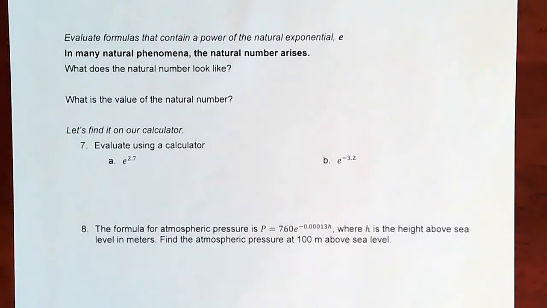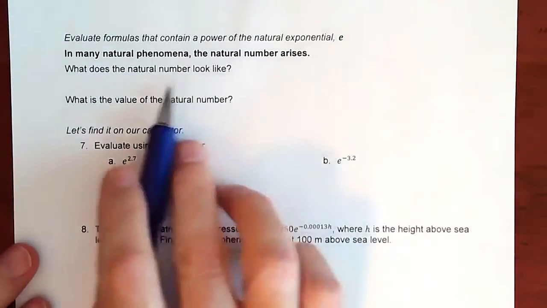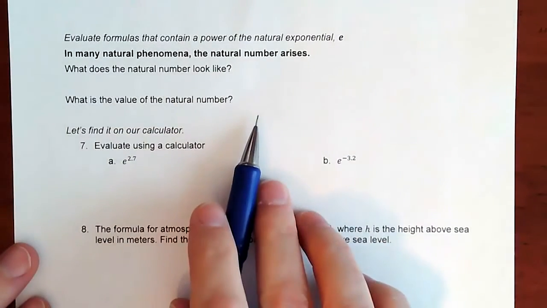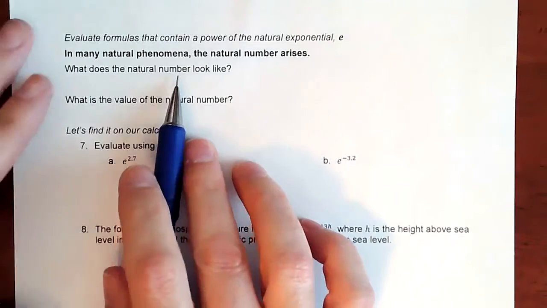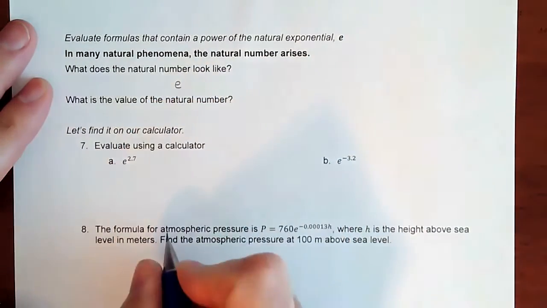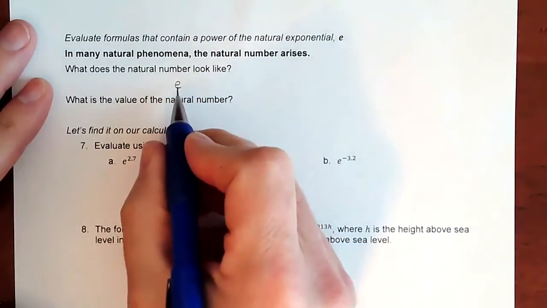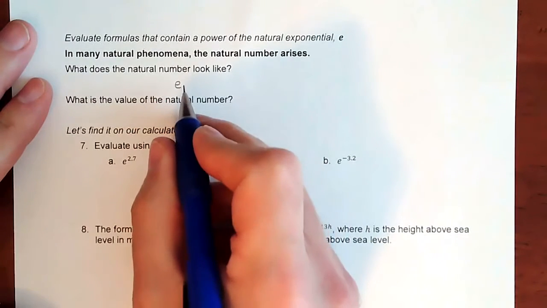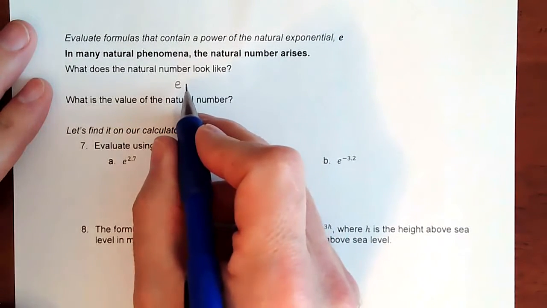In this video, we are going to introduce the idea of what a natural number is, and what it kind of relates to with the exponentials. A natural number is the number e. So e is like pi. It's a decimal that goes on and on and on forever. It is when something continuously compounds.